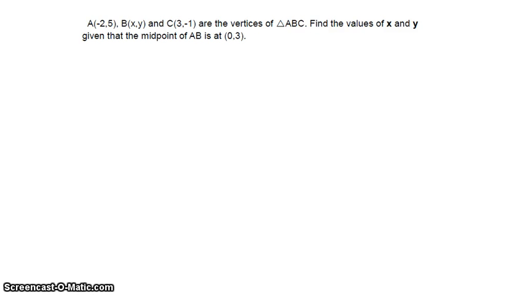Okay, in this video I'm going to show you how to solve a problem involving a midpoint. It says here that A is (-2, 5), B is (x, y), and C is (3, -1). These points are the vertices of the triangle ABC. Find the values of x and y given that the midpoint of AB is at (0, 3).